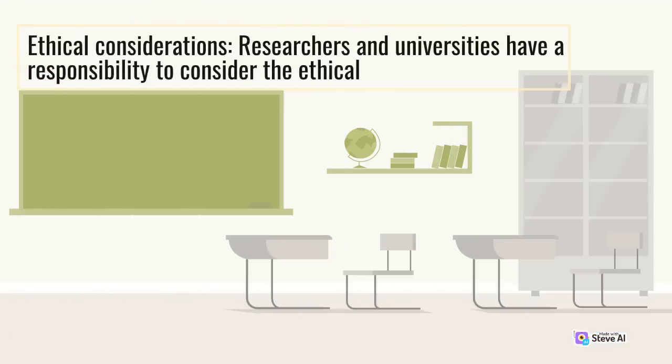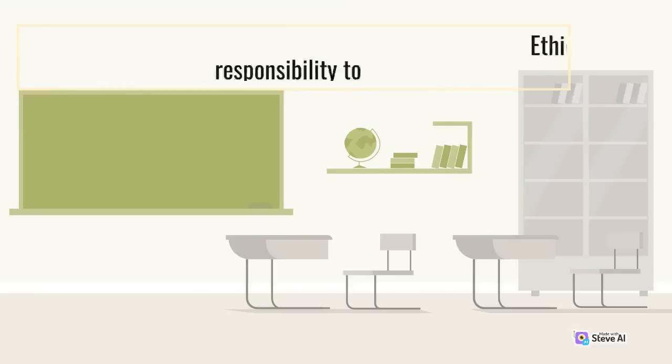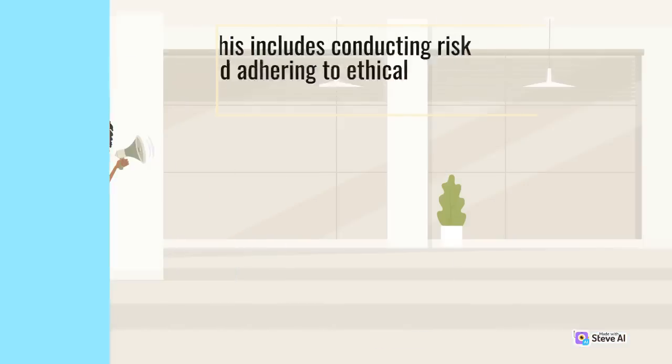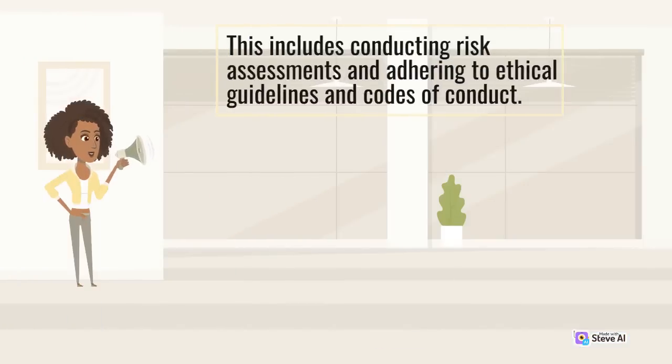Ethical considerations. Researchers and universities have a responsibility to consider the ethical implications of their work and ensure that their research is not used to develop or advance chemical weapons. This includes conducting risk assessments and adhering to ethical guidelines and codes of conduct.